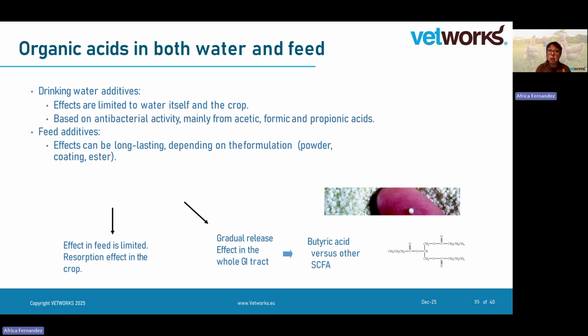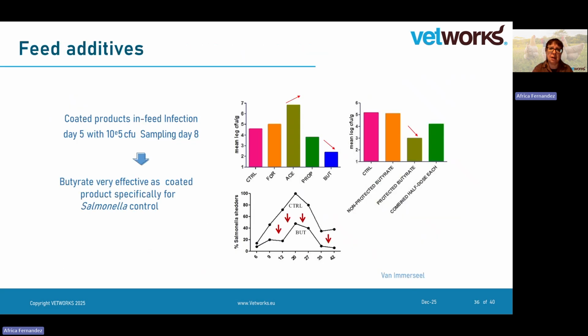So in order to have this long-lasting effect from feed additives, it will depend on the formulation, but they need to be protected, coated or esterified to be able to survive the acid, the enzymes and the environment in the intestine, and arrive at the target area, which is the last part of the intestine, the ceca, and there neutralize Salmonella.